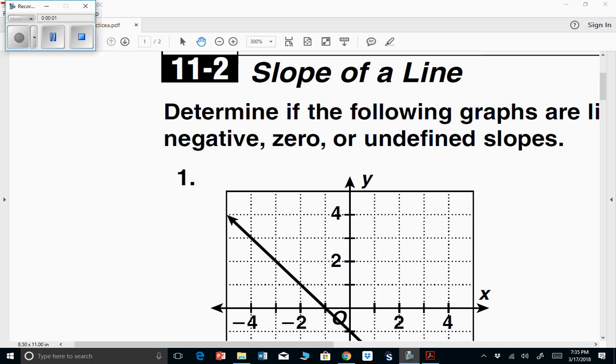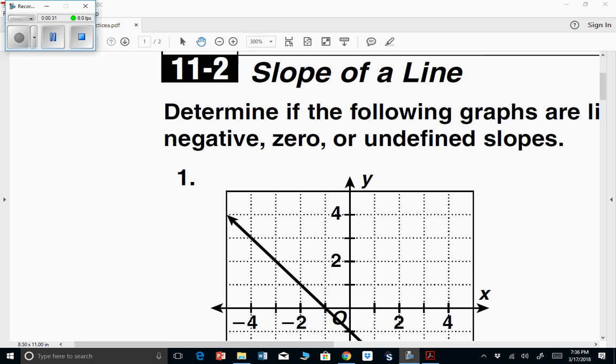This is lesson 11-2, slope of a line for pre-algebra. Your book has some nice drawings on page 545 of positive slope, negative slope, zero slope, and undefined slope. And I recommend that you copy those into your notes. I'll go ahead and try to recreate them right here, though.